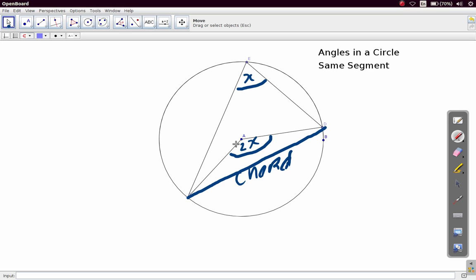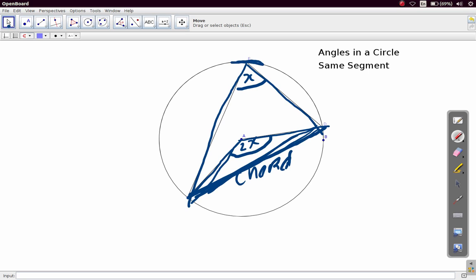Both of them are lying on this chord, because the 2x is lying on the chord here, and the x is lying on the chord here, right? So both the 2x and the x are lying on this chord. When the two angles lie on the same chord, the angle subtended at the center is twice the angle subtended at the circumference. This area is where the angle x touches the circumference, and of course, this is the center, right?